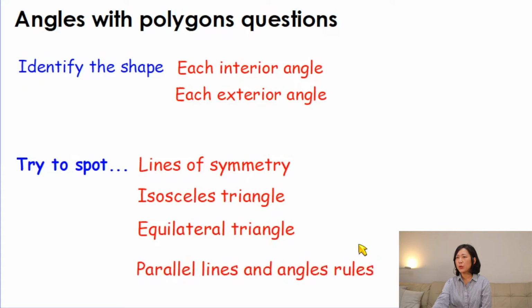Try to spot the lines of symmetry. An isosceles triangle is useful because you can always have two equal angles and equal sides. An equilateral triangle is useful because one of the angles will be 60 degrees. And do you remember the angle rules in parallel lines? All of this knowledge will be combined together, then you can come up with the answers. Just try to remember these tips.